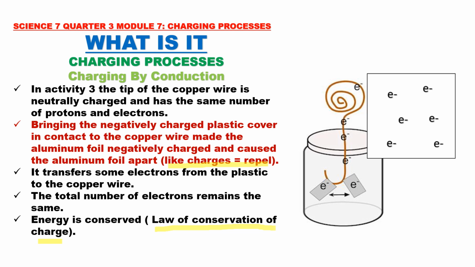So in our activity, when we brought the plastic cover near our copper wire, the copper wire becomes negatively charged, as well as our aluminum foil. The aluminum foil strips, both negatively charged, separated because like charges repel. So, negative charges repel negative charges. The electrons of the plastic were transferred to the copper wire. The total number of electrons remains the same because whatever was lost by the plastic cover was gained by our copper wire.